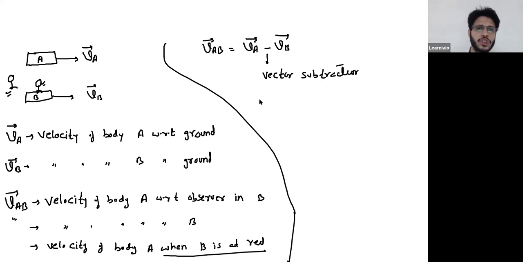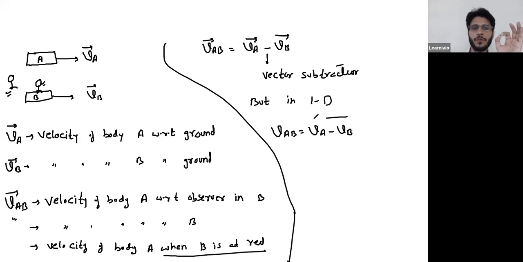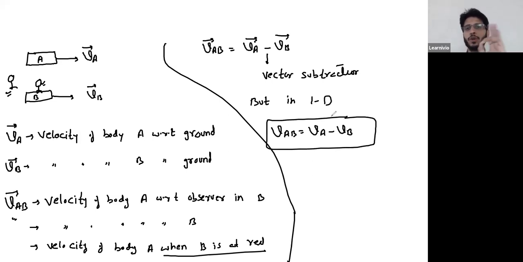But if you say that your motion is 1D, one-dimensional motion, then no need to do the whole vector subtraction. You can simply subtract them algebraically. So you can write your VAB as VA minus VB. Simple algebraic subtraction. But while using this subtraction, you should use sign convention.